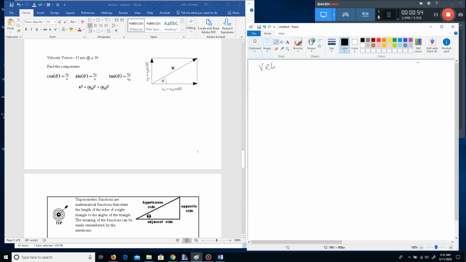So here we're looking at a velocity vector. It's going to be 15 meters per second at 30 degrees, which I didn't put degree, but I put the angle, so that sign is the angle sign.